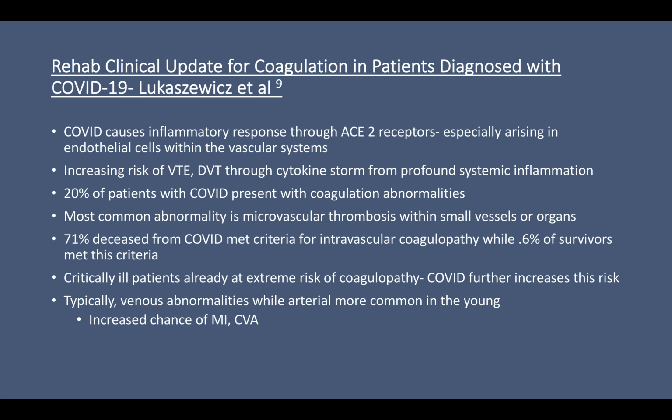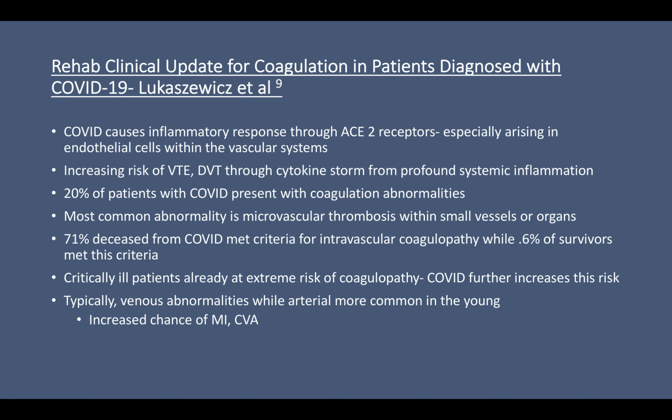All right, so then one piece of evidence I wanted to look at, and some red flags you can look at for patients diagnosed with COVID, is the coagulation of these patients. One of the main pathogeneses of COVID that individuals have been presenting with is an inflammatory response through the ACE2 receptors, especially arising in the endothelial cells within the vascular system. Because of this inflammation in the vascular system, there's an increased risk of VTE and DVT through the cytokine storm, causing profound systemic inflammation.